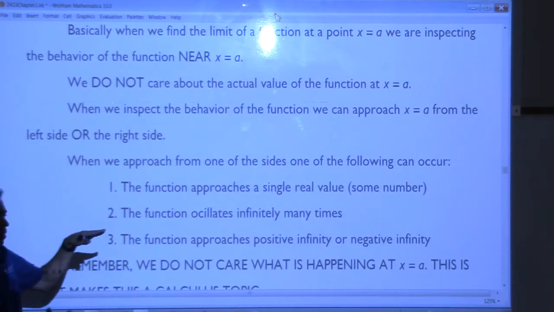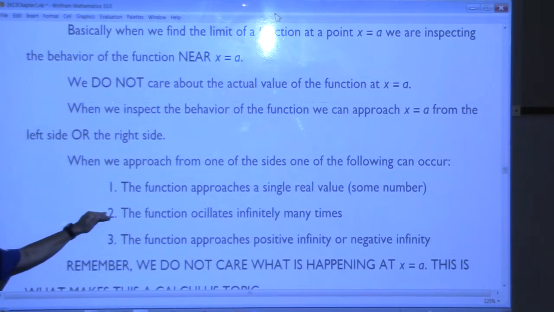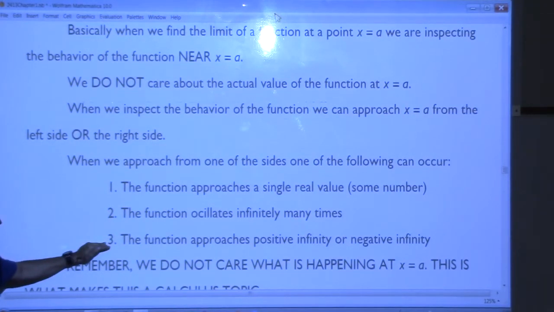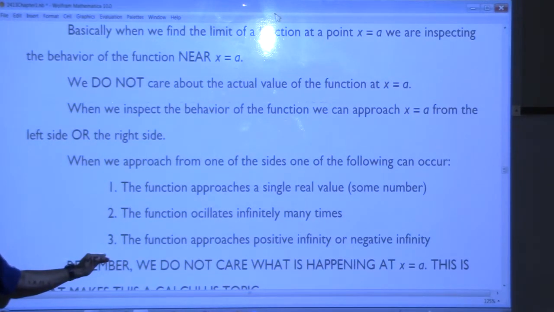So when you're approaching from one of the sides, the function can either approach some number, which in the very first problem, it approached 8 from both sides, right? So everything was great. We can have the function oscillate infinitely many times, in which case we would say the limit does not exist. Or the function approaches positive or negative infinity, which are like the last two that I explained. Those are the only three things that can happen when you look at limits from the left and the right. It's either going to go to a number, it's going to oscillate and go crazy, or it's going to go to positive or negative infinity. That's it, all right?